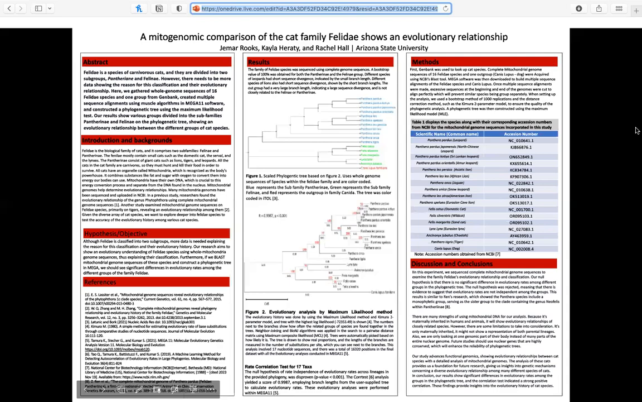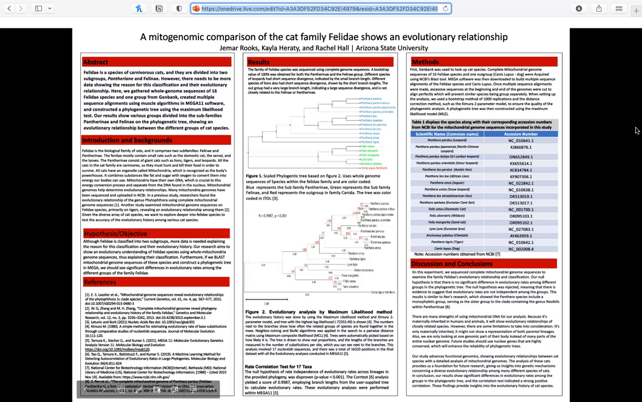For our project, we did a mitogenomic comparison of the cat family Felidae to show an evolutionary relationship. The biological family of cats, Felidae, is made up of two subfamilies, Felinae and Pantherinae. Felinae is more commonly associated with smaller cats, like the domestic house cat and several kinds of lynxes. In contrast, the Pantherinae subfamily is associated with larger cats, like the tigers, lions, and leopards.